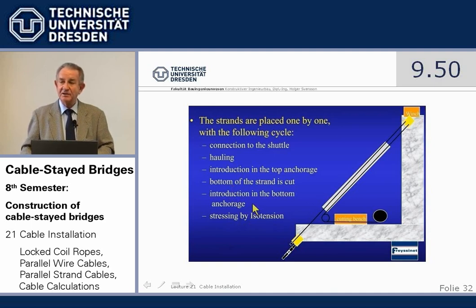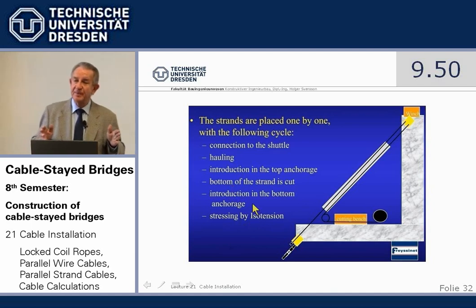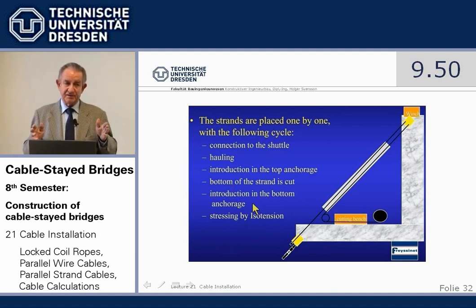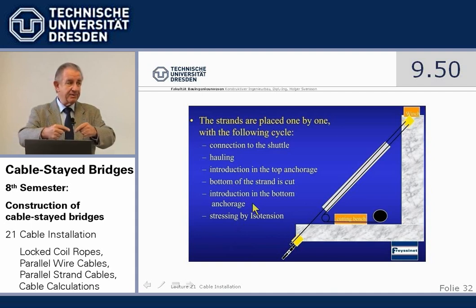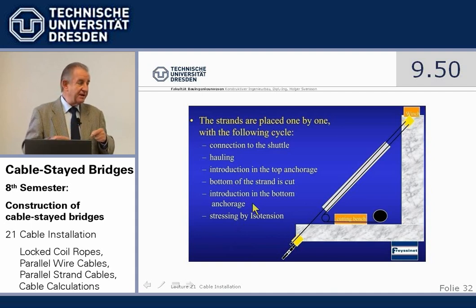Now, isotensioning means that although we install one strand after another, and by pulling at every new strand, the already installed strands naturally lose a little bit of their initial stress. Now, how do we end up with all the strands having the same desired stress?